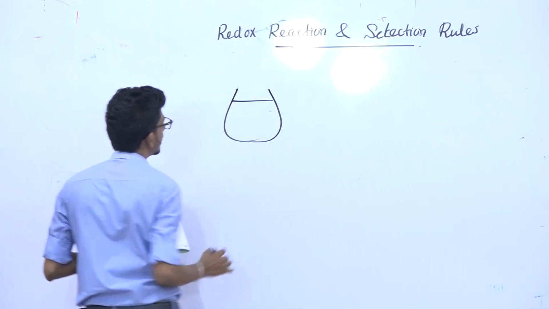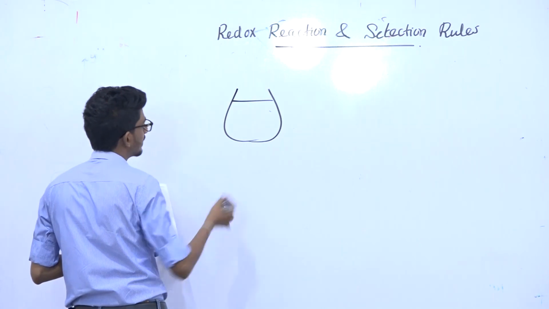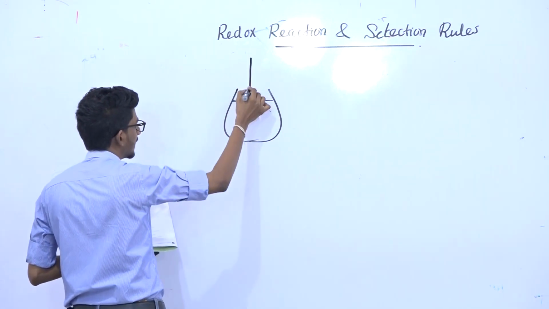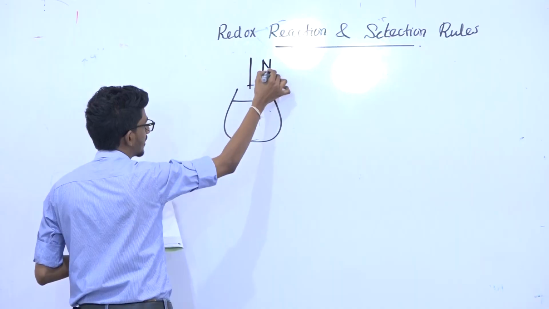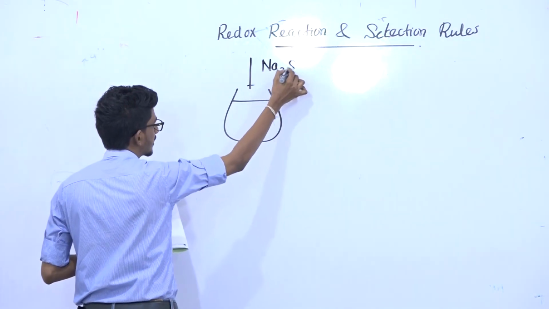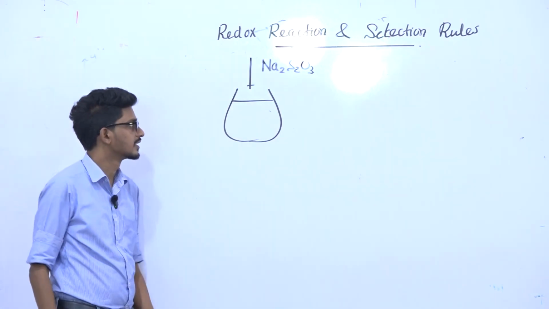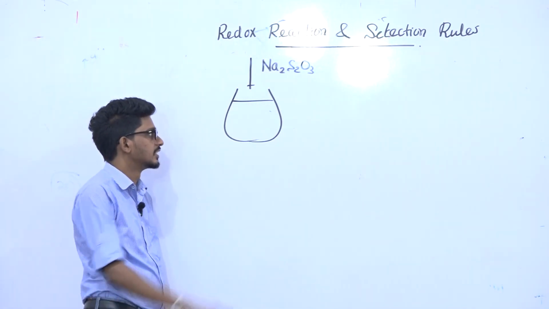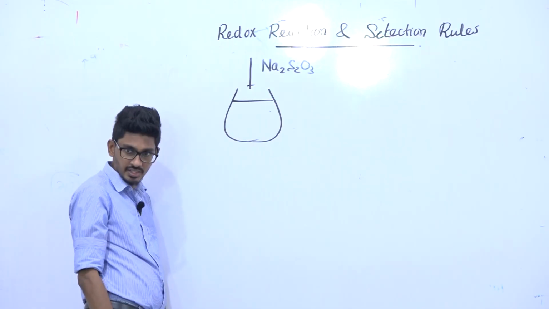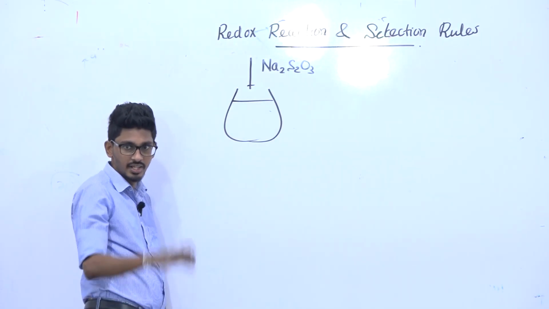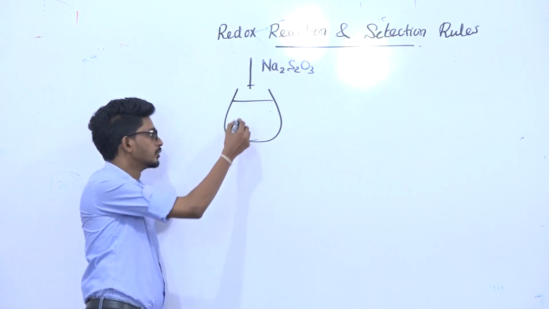If you are supposed to add some sodium thiosulfate to your reaction vessel, if in your question they are saying that sodium thiosulfate is added to your reaction vessel, definitely that guy will react only with the I2. Right? Only with the I2.